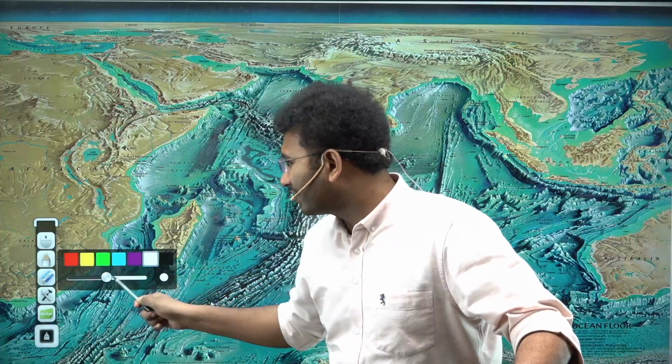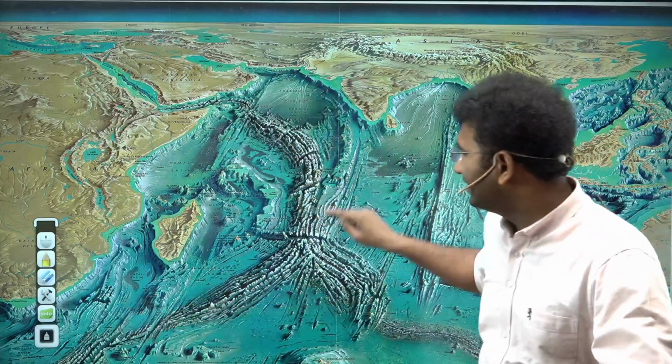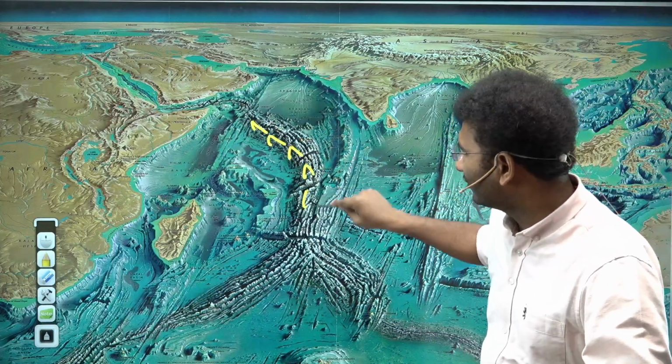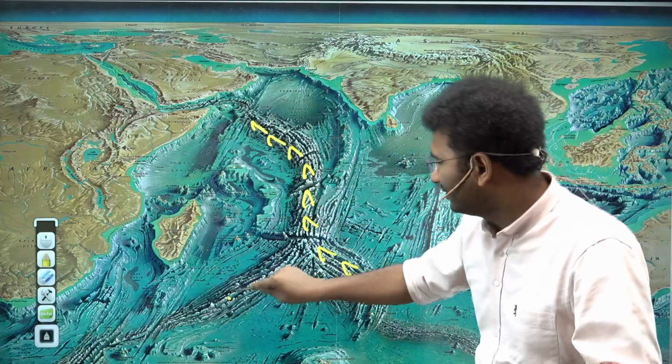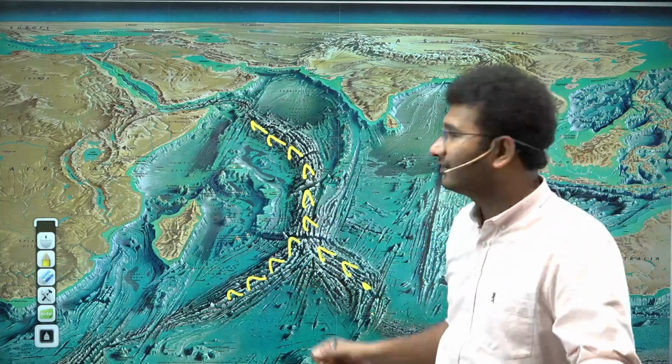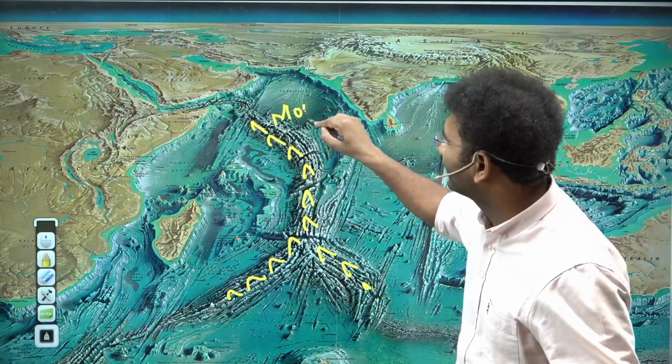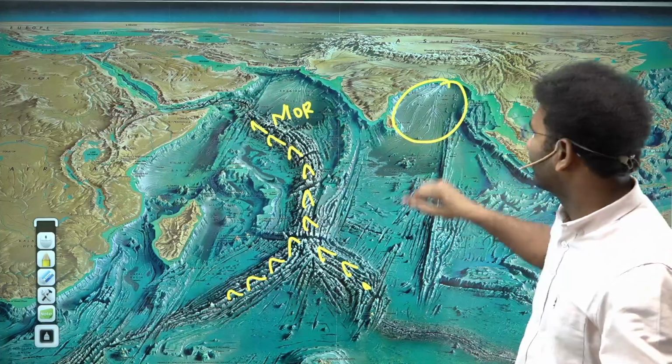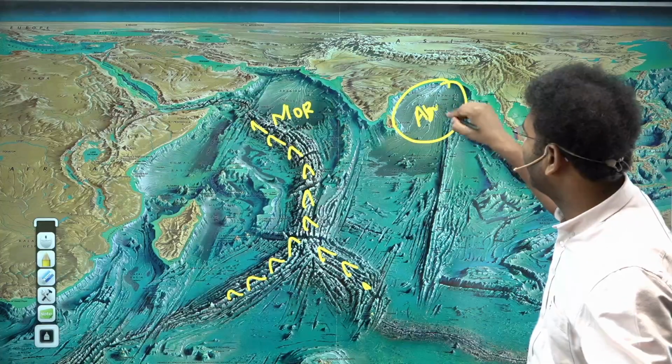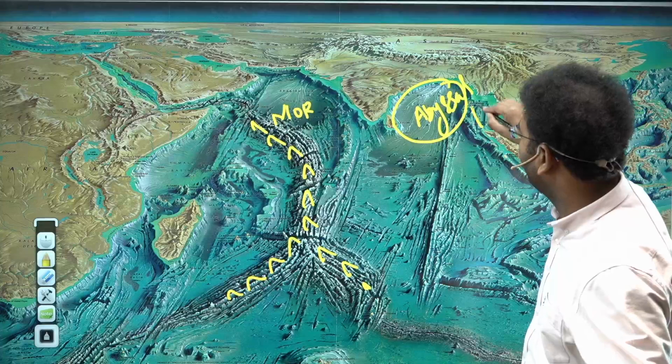So in your mind you can think of these. What are these mountains? These mountains are middle oceanic ridges. What is this plain area? This is abyssal plain.